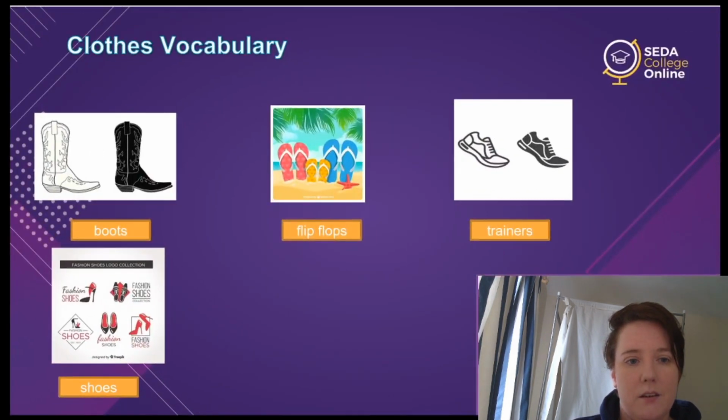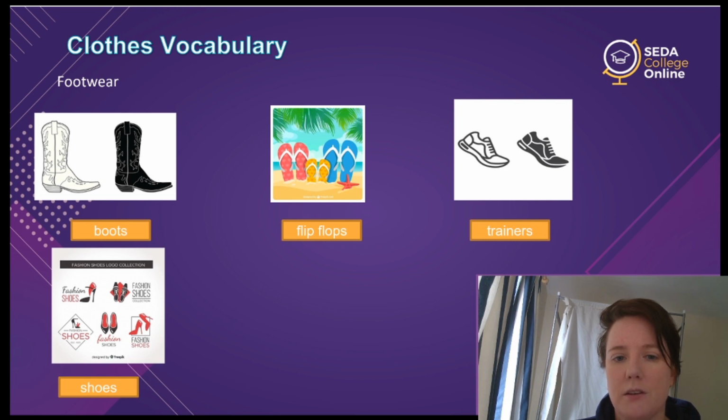Okay, now, closed vocabulary. This time we go on to footwear. And again, I don't have all the footwear here, but if you know any others, please comment, okay? So the first one in the picture are boots, okay? The next one is flip-flops. We call these flip-flops. I don't know if you call them flip-flops, but we do. The next one is trainers, okay?